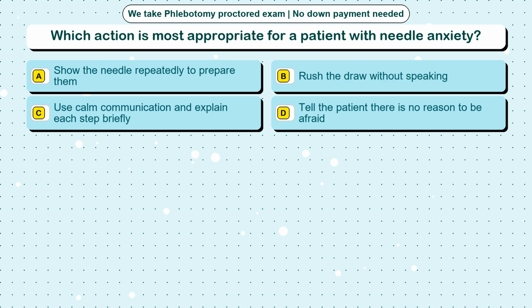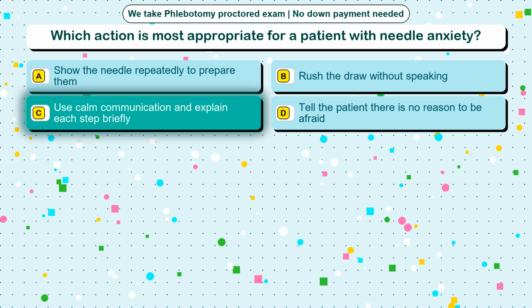Question 25. Which action is most appropriate for a patient with needle anxiety? Option A, show the needle repeatedly to prepare them. Option B, rush the draw without speaking. Option C, use calm communication and explain each step briefly. Option D, tell the patient there is no reason to be afraid. The correct answer is option C, use calm communication and explain each step briefly.